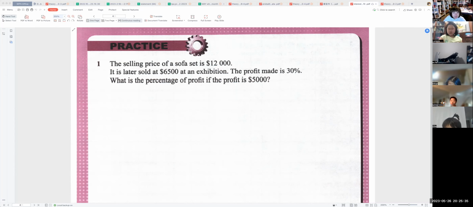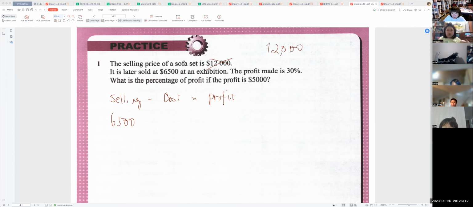Okay, I'm going to start to explain these questions, okay? So first of all, Luciana, can you tell me selling price minus cost equals profit? So for this question, what is the selling price? 6,500. Very good. Good job. Not this 12,000, okay? Not this 12,000. This one is just a set of the price.